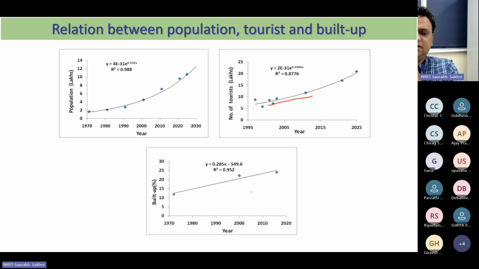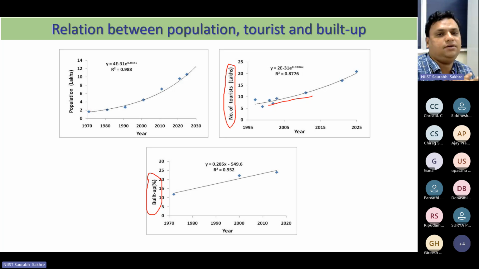So there was a clear-cut correlation between the number of tourists and the built-up, because since tourists are increasing, many people will be in search of cheaper hotels or cheaper lodges. They are constructing houses on their land by flattening the slope, and they are converting their houses to hotels and cheaper lodges. They are giving it to people, but ultimately they are disturbing the land environment of that area. So this is how we can quantify.